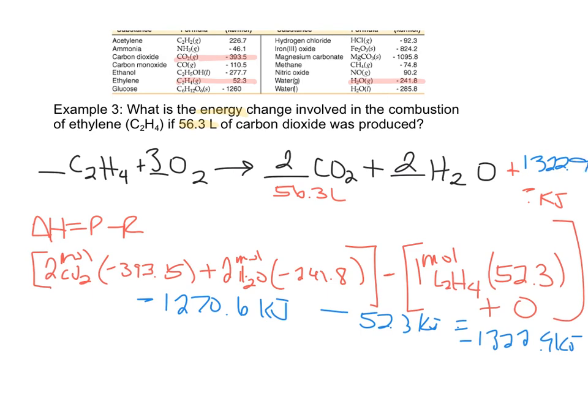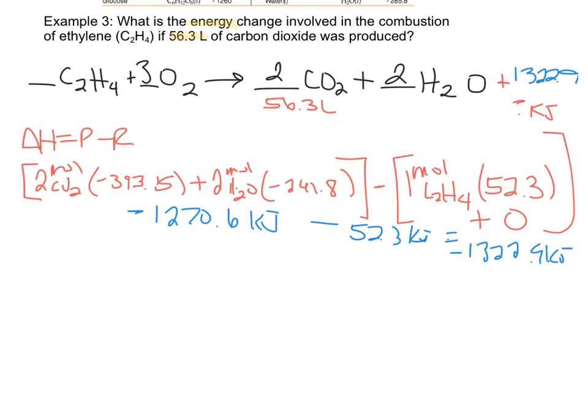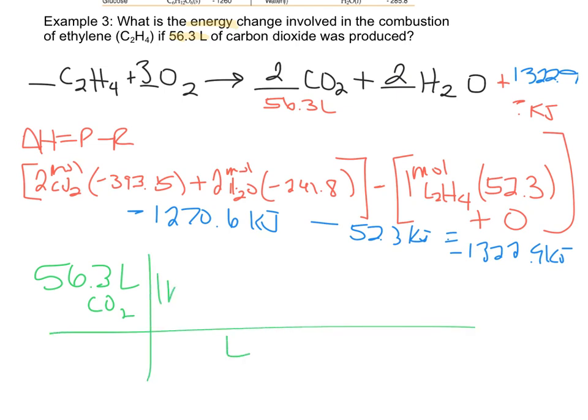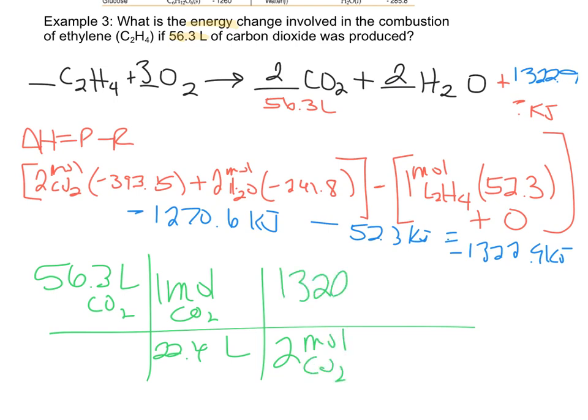So now I can go up and put that in my equation, 1,322.9. Now we can do our stoichiometry. So we're going to start with our given, 56.3 liters of CO2. Cancel out our liters, get it to moles, 22.4 liters. Now I can say that every 2 moles of CO2 is going to create 1,322.9 kilojoules of energy. Multiply that out, 56.3 times 1322.9 divided by 22.4.